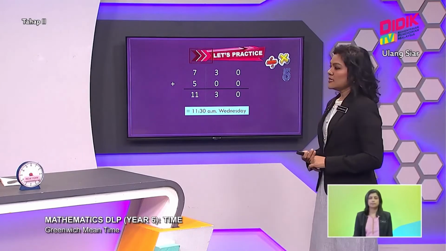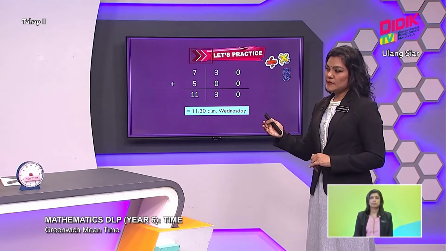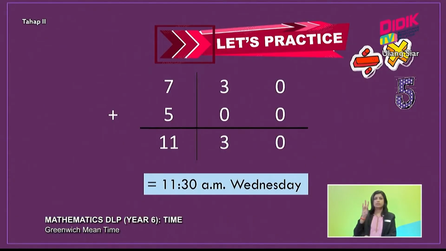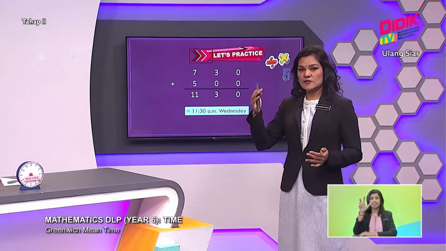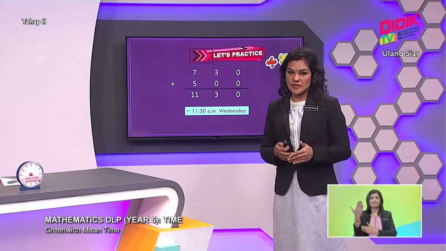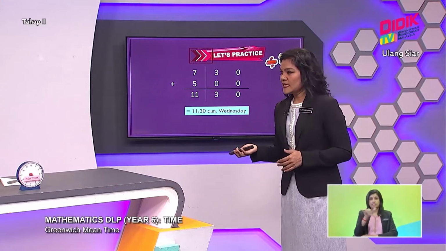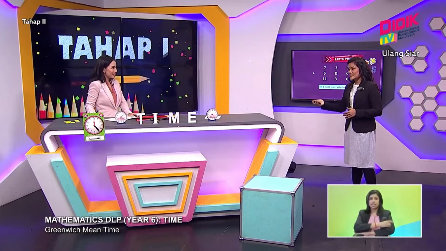So this is the example. Remember, the time in Malaysia is 7:30 a.m. The time difference between the two countries is 5 hours. So we add it and we get 11:30 a.m. Wednesday. That means on the same day. Kids out there, if it is less than 12, it will remain on the same day. So the time at New Zealand is 11:30 a.m. Wednesday.